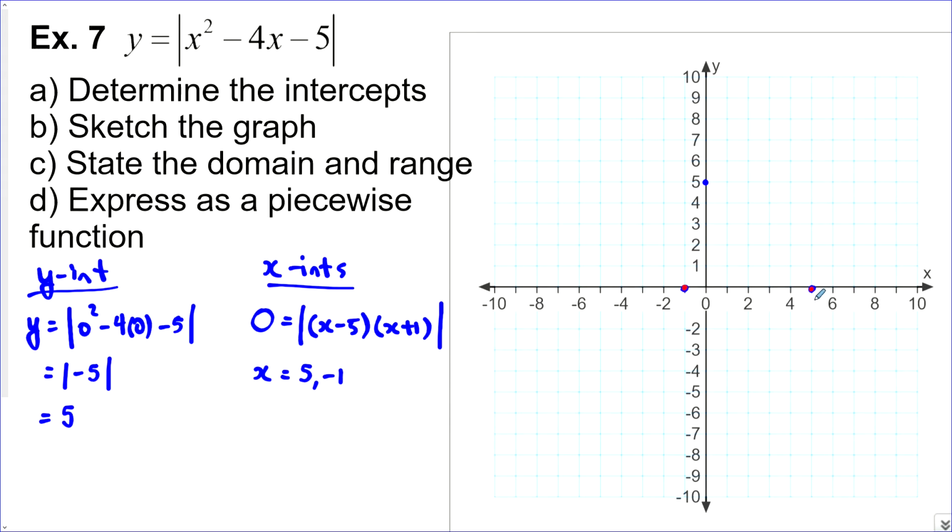The vertex will be halfway in between the two x-intercepts, so at 2, plug 2 in here and I get negative 9. Put some other points in here for convenience in drawing this, so over 2 up 4, over 2 up 4, and how about 6, 7, and negative 2, 7. So here's my quadratic before I took the absolute value of it.